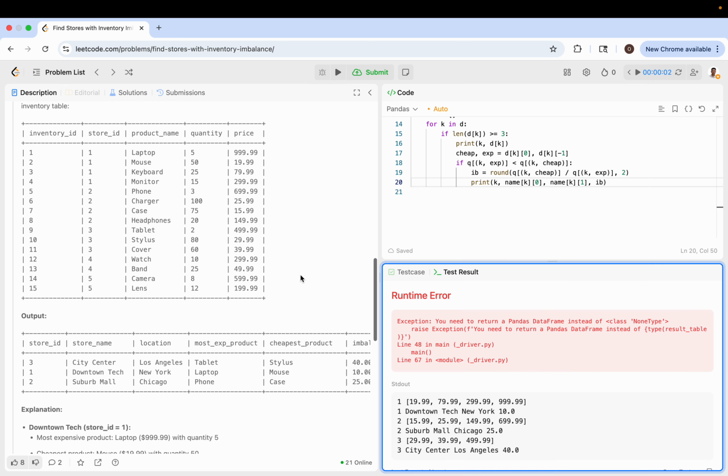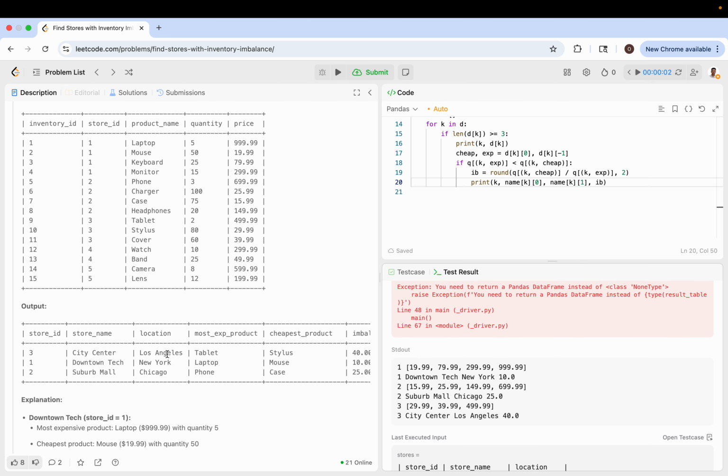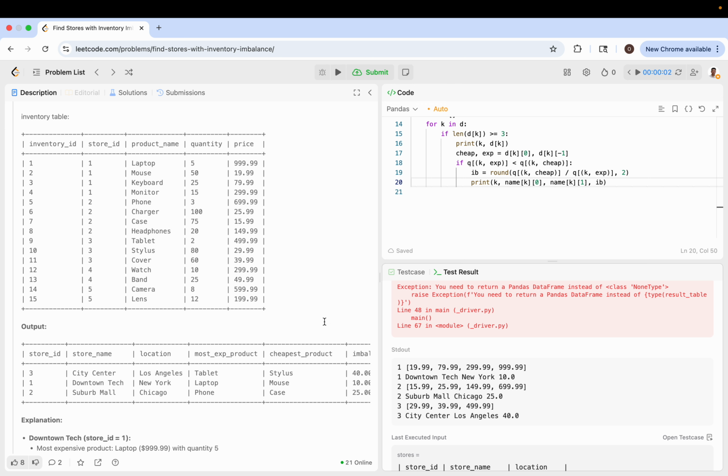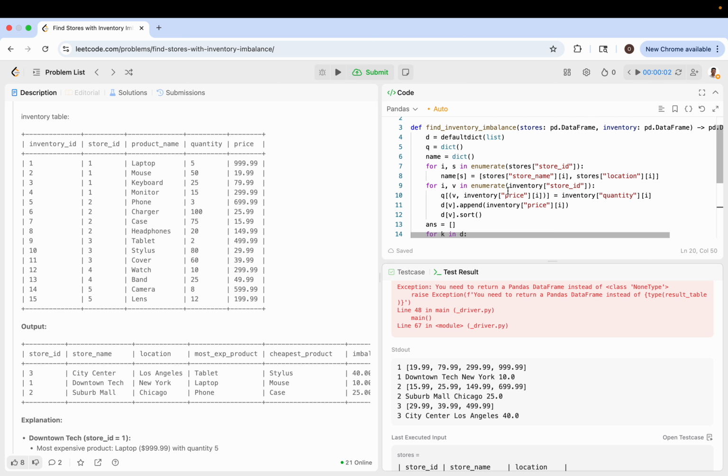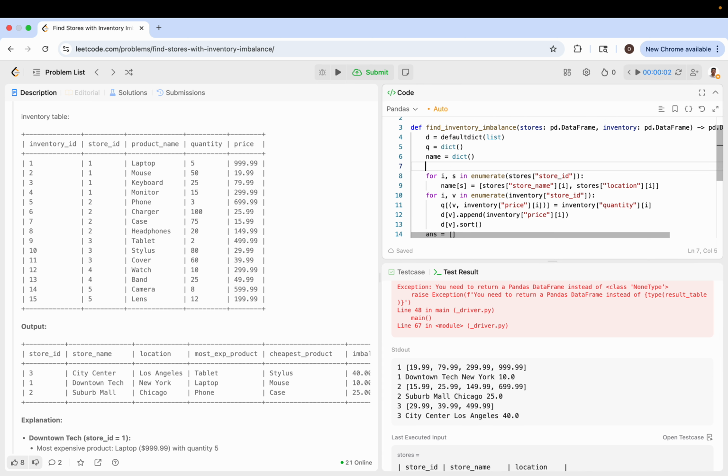And we're still missing some information, which is going to be the most expensive and the cheapest product. So, okay, so again, I think we can also let's just make another one called the product name. And again, PN of the store ID, and then the price, because we care about the cheapest and most expensive price.